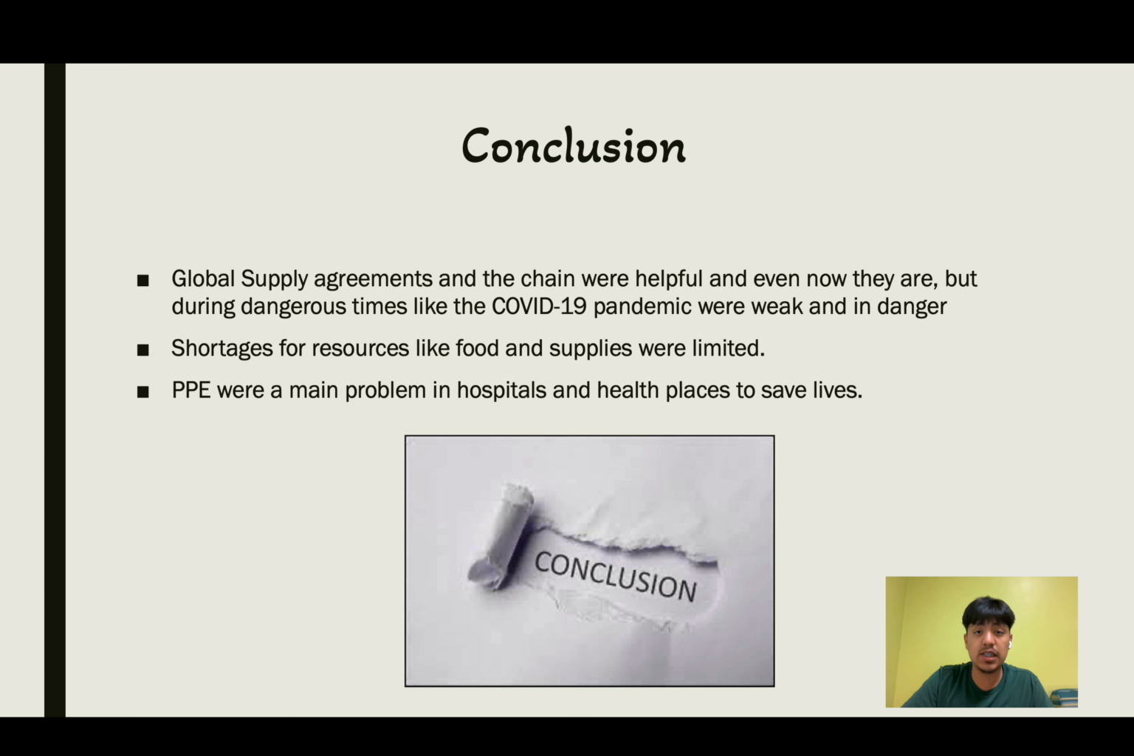Okay, moving on to the conclusion. Global supply agreements and the chain were helpful, honestly, even now, obviously. But during serious and dangerous times like the COVID-19 pandemic or any other pandemic, they were weak and in danger. So that should be worked on, not just by the US but everywhere around the world. Shortages of resources like food and supplies were limited, like PPE, personal protective equipment, or clothing. Our basic needs were limited. So that should be worked on.